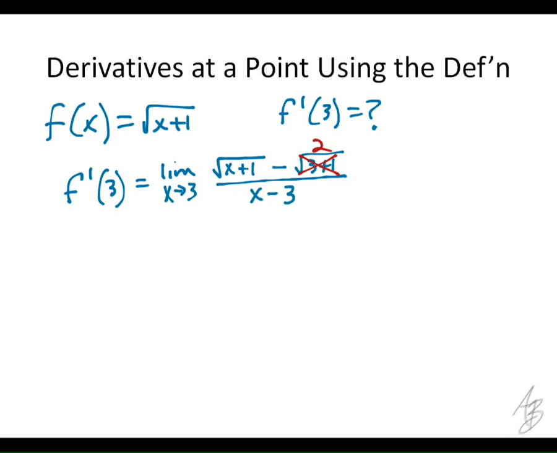So what we're going to do here is multiply the top and the bottom by the conjugate of the top. What is the conjugate of the top? Square root of x plus 1 plus 2. Okay, cool. You guys are good at that.